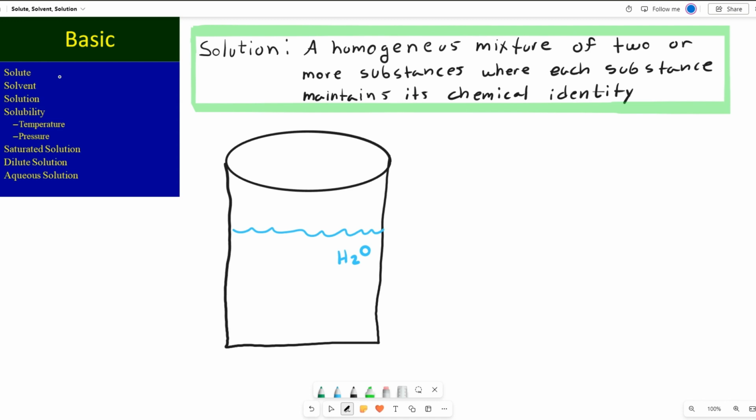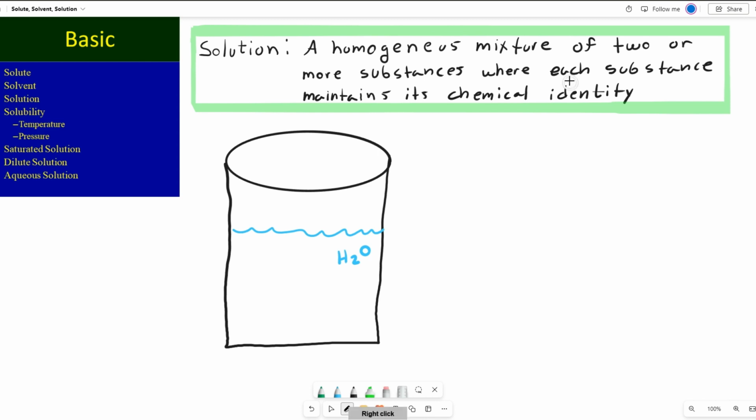So a solution is defined as a homogeneous mixture of two or more substances where each substance maintains its chemical identity. So the first thing we're going to talk about here is in solutions, they must be homogeneous. That means they must be evenly mixed throughout. An example of this is like a can of soda. If you open up a can of soda, pour it into two separate cups, take a sip from each of the cups, it should taste the same because everything that's dissolved in that soda is evenly mixed throughout.